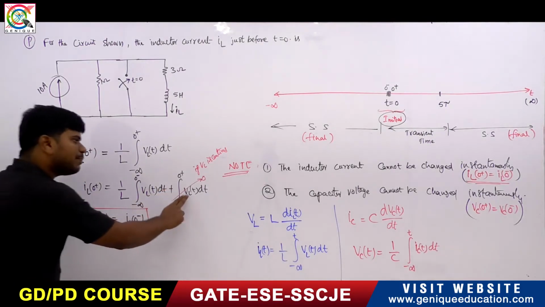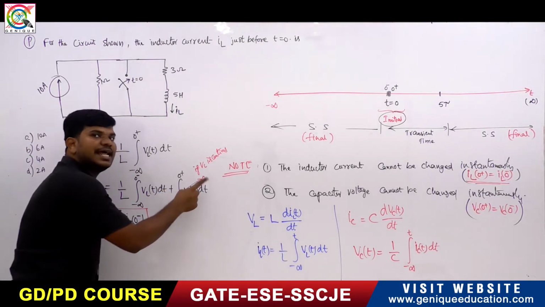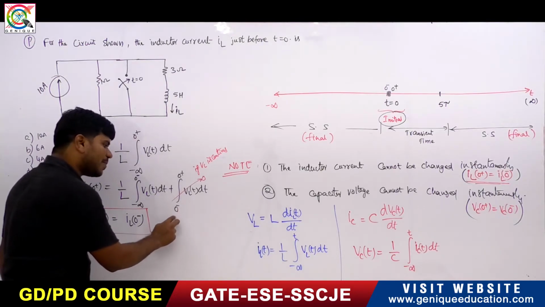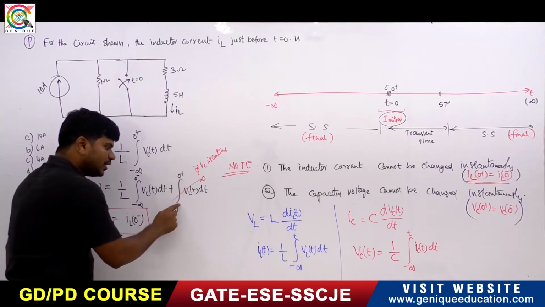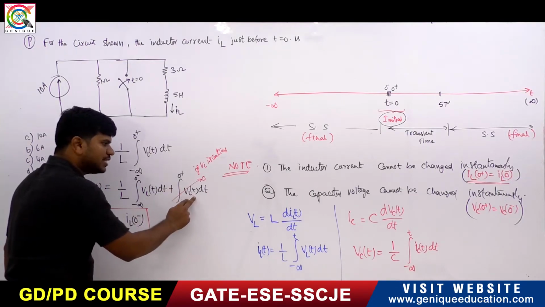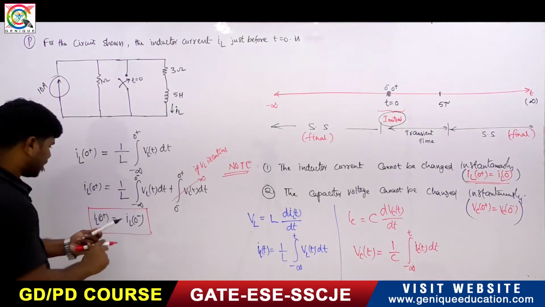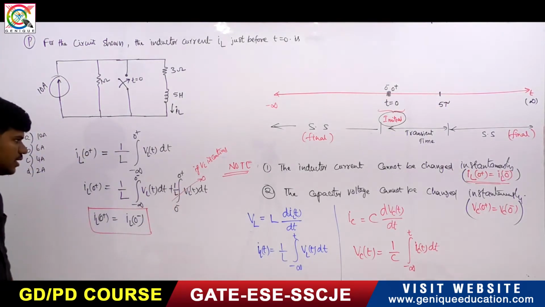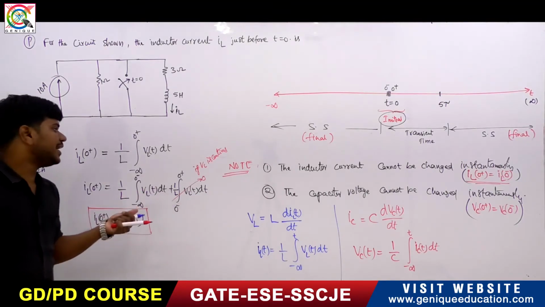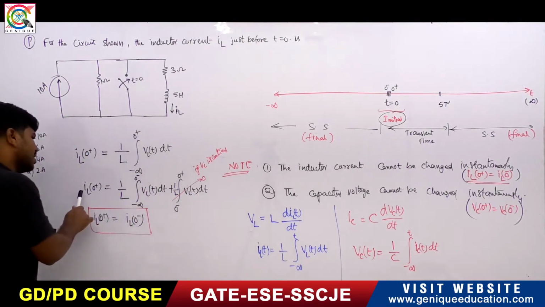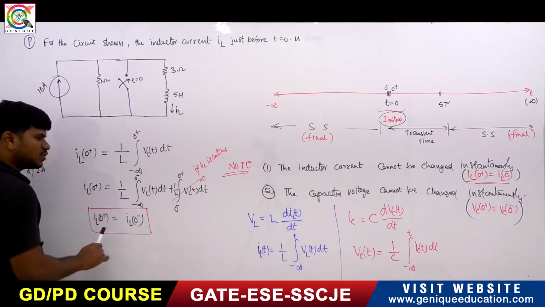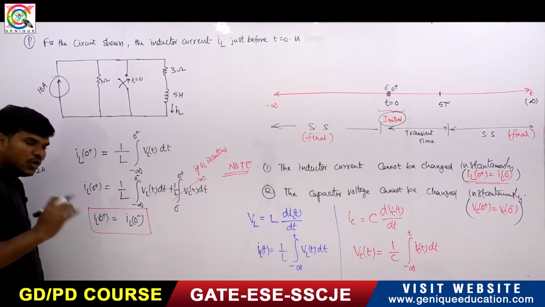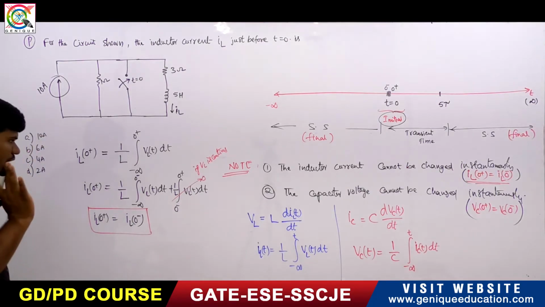Now, what is an impulse? VL(t) can be written as delta(t). So if VL(t) is equal to delta(t), the integral from 0- to 0+ of delta(t) dt will be 1. Here you have to write 1 by L also. Now what happens? IL(0+) is equal to 1 by L only, because this other term will be 0. So this is the point you have to understand.